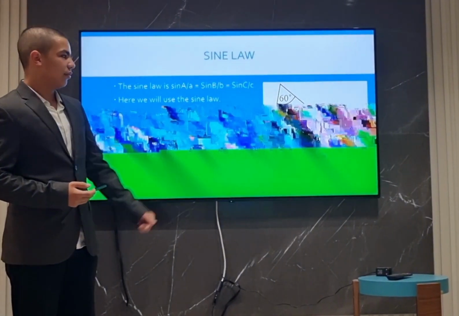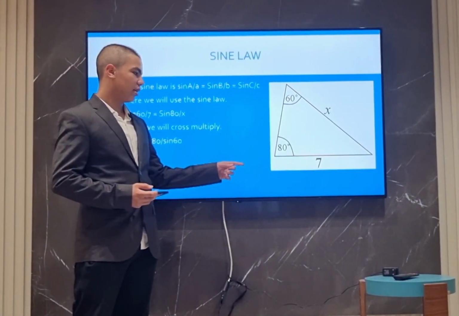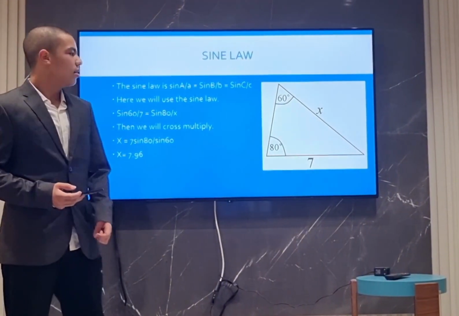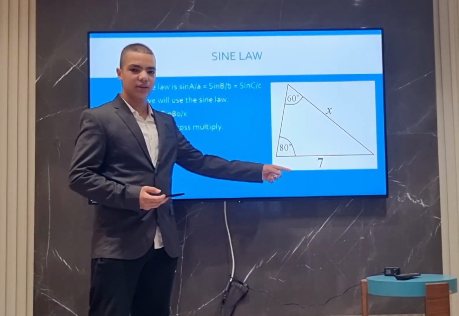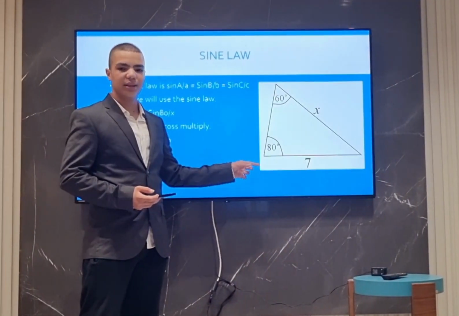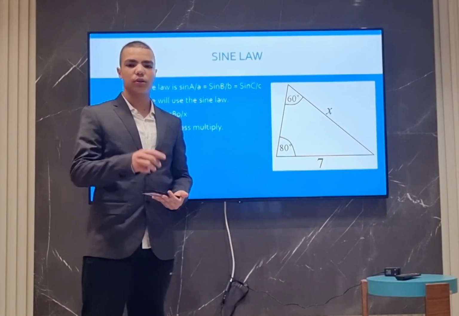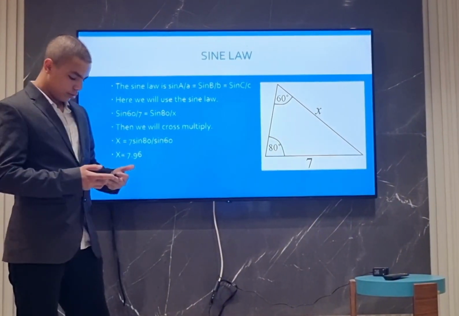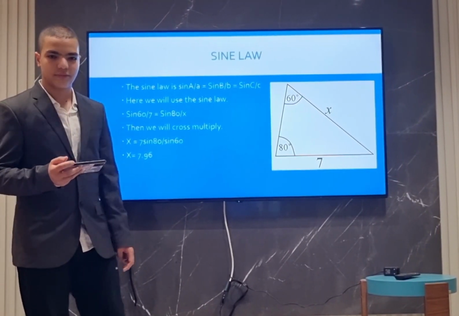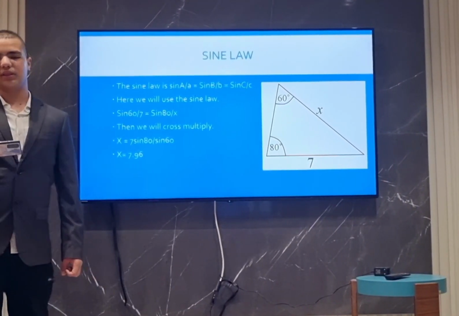Here we are given an angle. We have two sides and two angles, and we want to find x. So sine 60 over 7 is equal to sine 80 over x. Then we cross multiply. So it will be 7 sine 80 over sine 60. And this will give us x, which is 7.96.